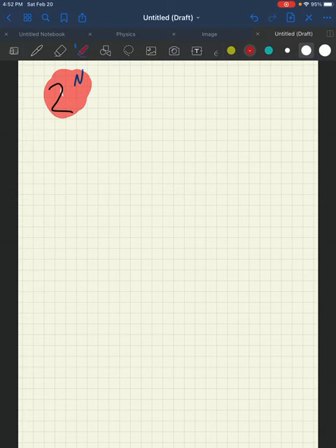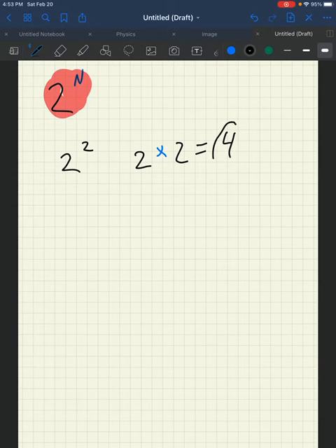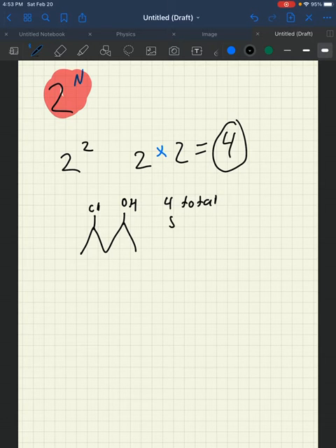2 to the N. So this would then be 2 to the second. Now, for you math whizzes out there, 2 times 2, quite a complicated formula. Oh no, what's it equal? 4. So this compound has 4 total stereoisomers.